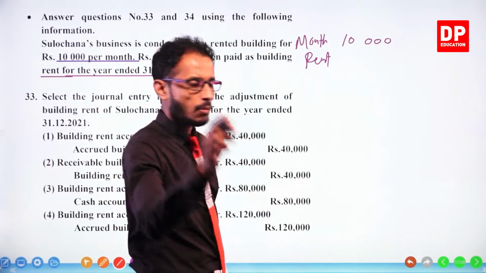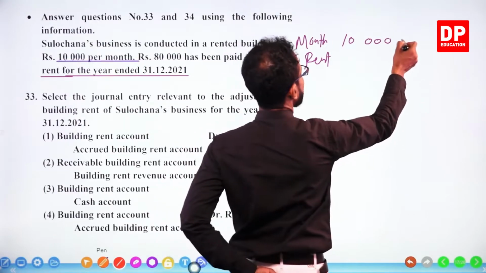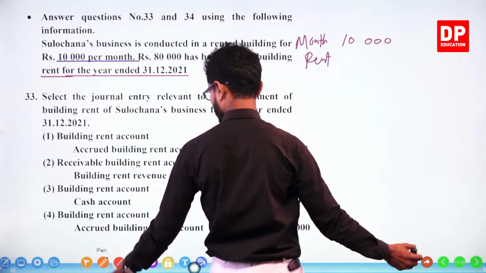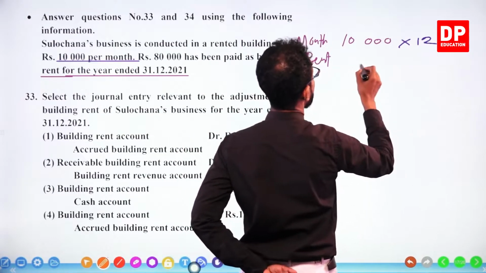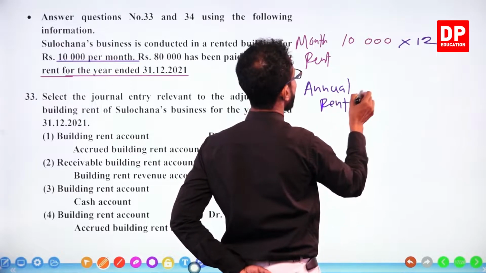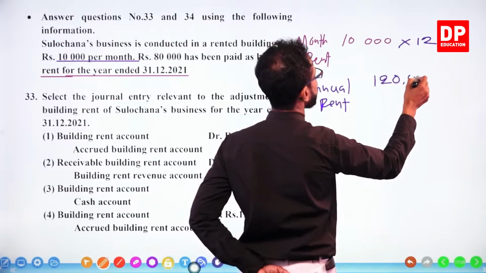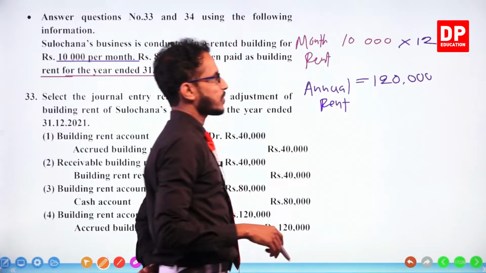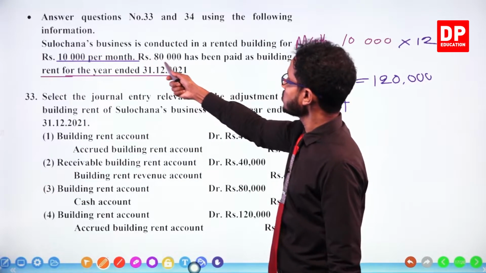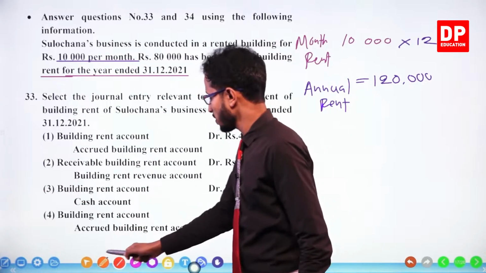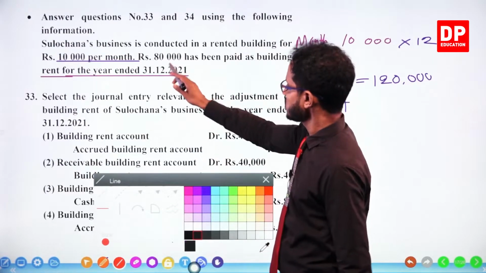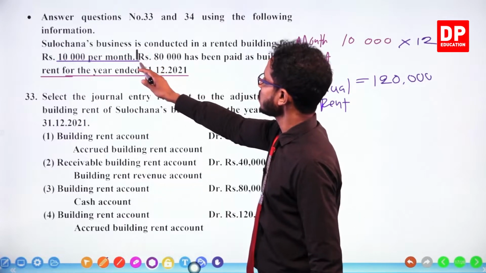For the year, how much is the total rent? Annual rent is 120,000. How much is paid? 80,000 has been paid. They are giving that. See? Only 80,000 has been paid.